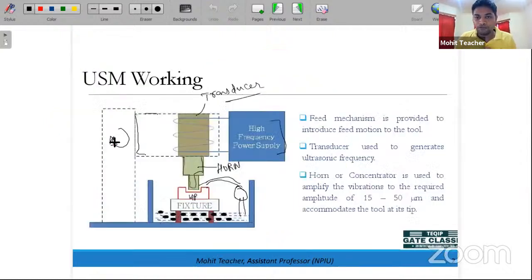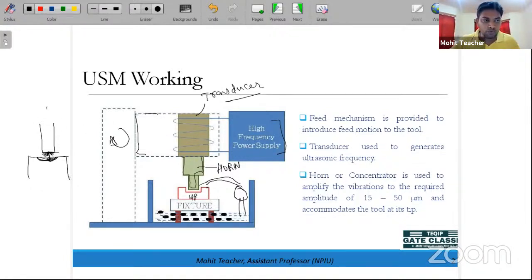Now if this is the workpiece, and this is the horn, a minimum gap is required, so that the abrasive particle, because of the vibration, will remove the material. Now if this much material has been removed, then the distance between the workpiece and the tool is increased, and the workpiece surface is now this one. We have to maintain a constant distance, then only will the material be removed from the workpiece, because the vibration can be transferred to the workpiece.